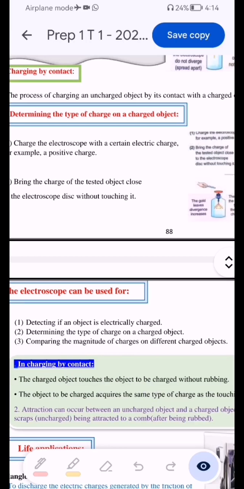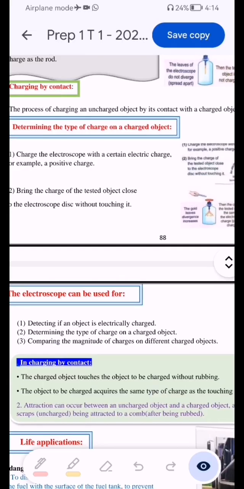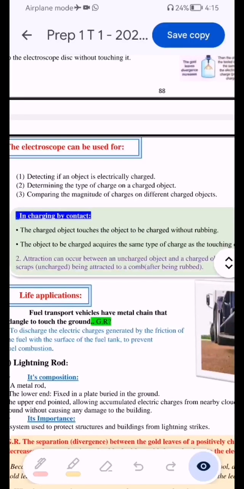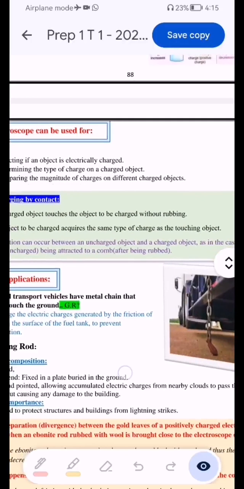And the third use of the electroscope device: comparing the magnitude of the charges on different charged objects. In charging by contact, the charged object touches the object to be charged without rubbing. There is no rubbing, they only touch each other. The object to be charged acquires the same type of charge as the touching object.